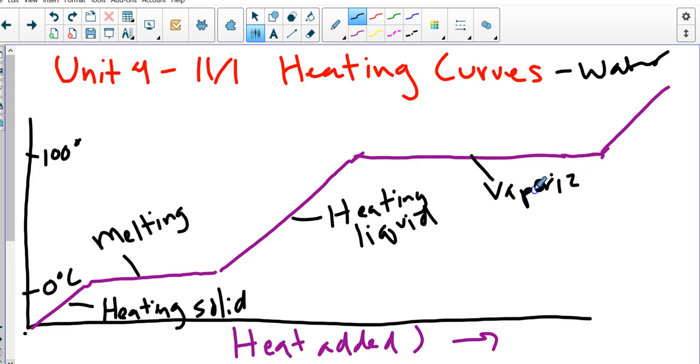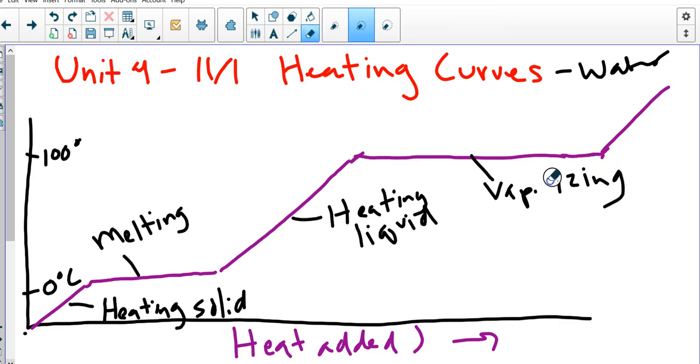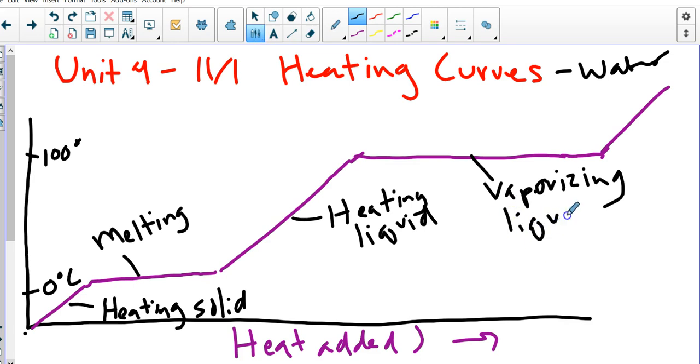Vaporizing water. I'll write it better. I can do better. I expect great things from myself. And so this is vaporizing your liquid. I did tell you the nice things about yourself. I'll tell you anytime you want to hear, but just not right now. This is vaporizing liquid, and this is going to be heating a gas. Heating gas.